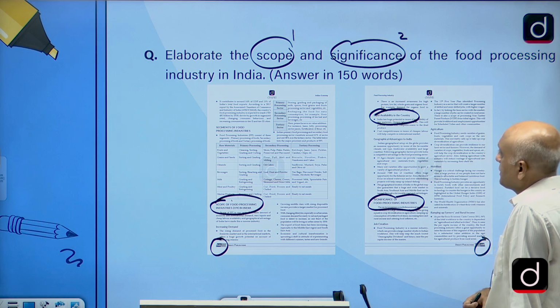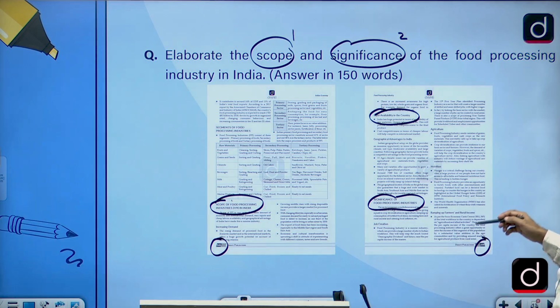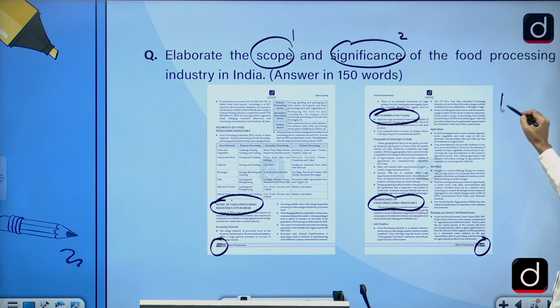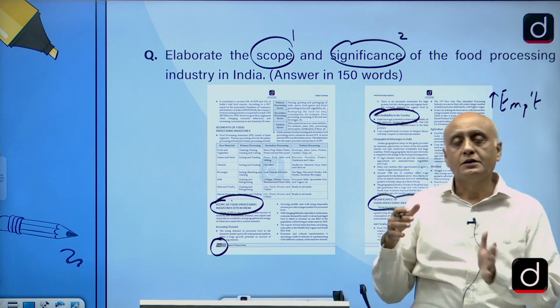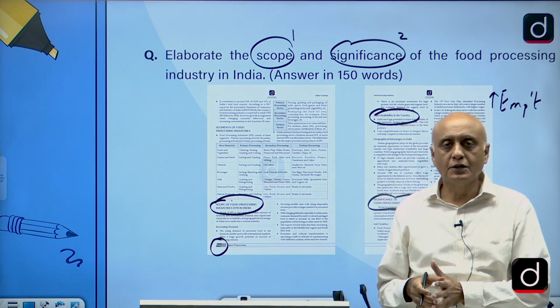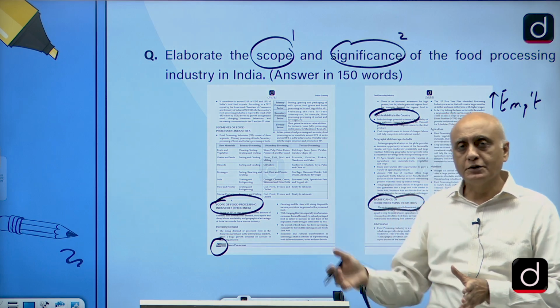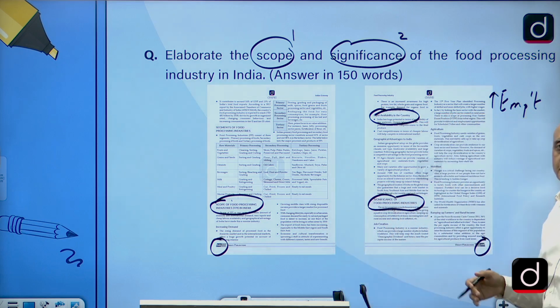The second part of the question is again very straightforward. What is the significance? There is huge unemployment in India, so the food processing industry can give jobs. This is one big thing, employment. And most of the agriculture laborers who are getting some 200 to 300 rupees per day can upskill themselves in food processing industries. They can increase their remuneration also. This is one big thing that we can do.